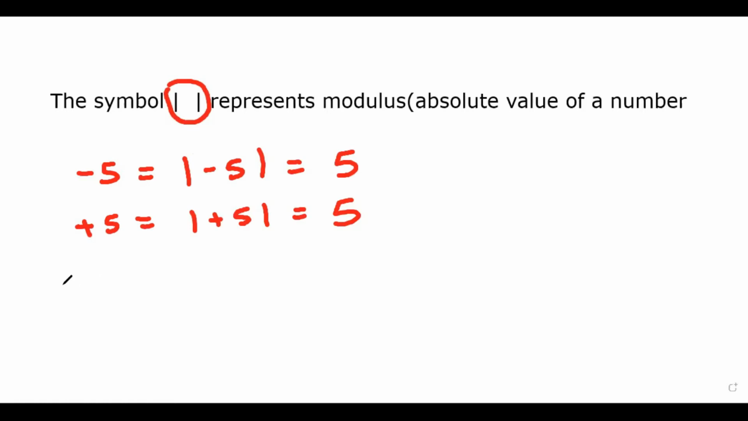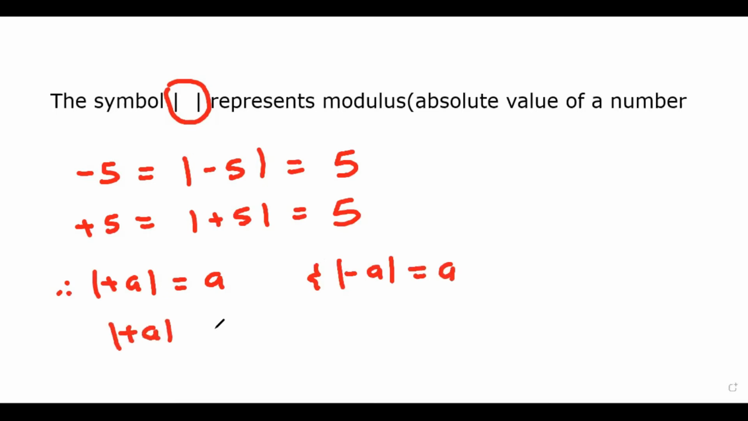So in summary, you could have the modulus of positive A equal to A and the modulus of negative A equal to A. That means the modulus of A is equal to the modulus of -A, which is equal to A itself. And the modulus of A is greater than or equal to 0 for all A in the reals.